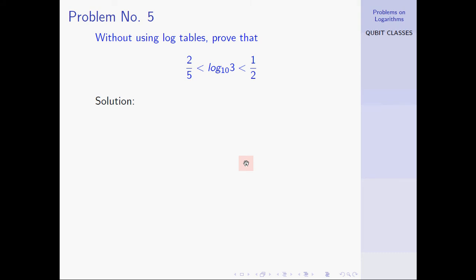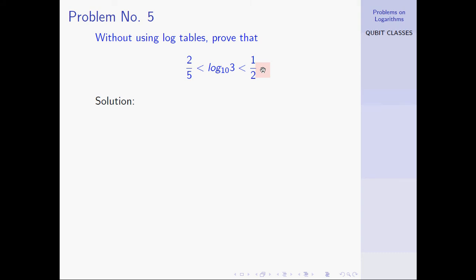Let's move on to problem number 5. Now in this case, we want to show that this logarithm log of 3 to the base 10 lies between two fractions 2 upon 5 and 1 upon 2, and we are not allowed to use the log tables. So we will use the properties of logarithms which we know to solve this problem.